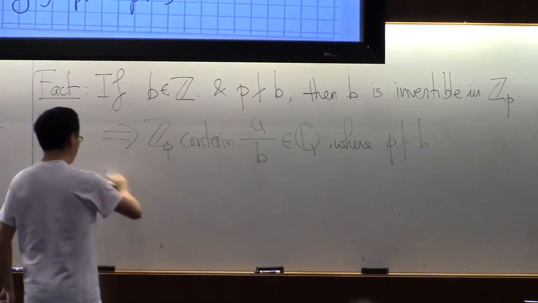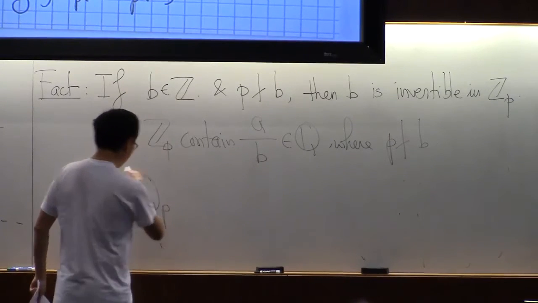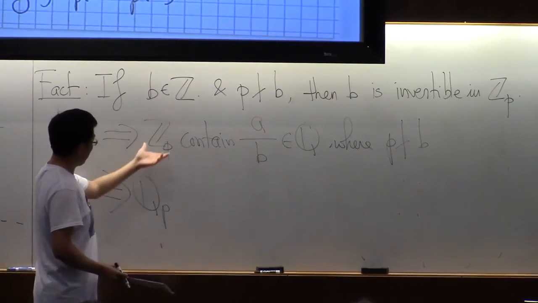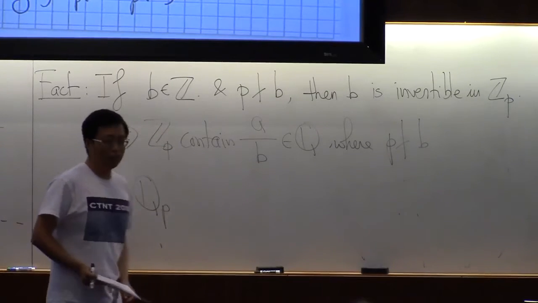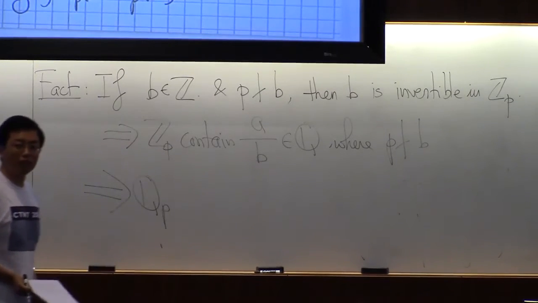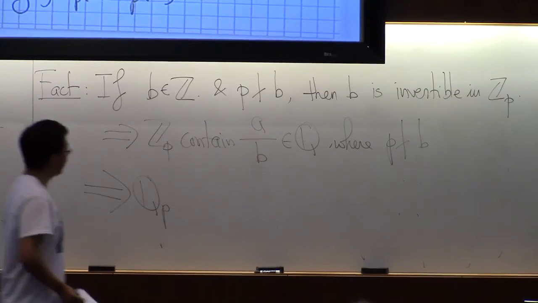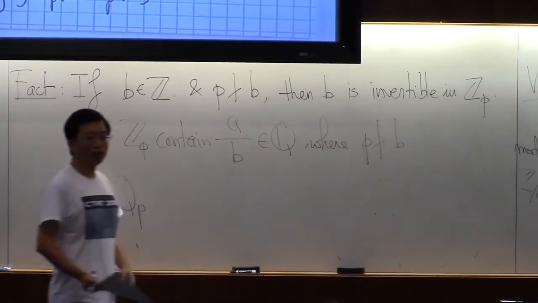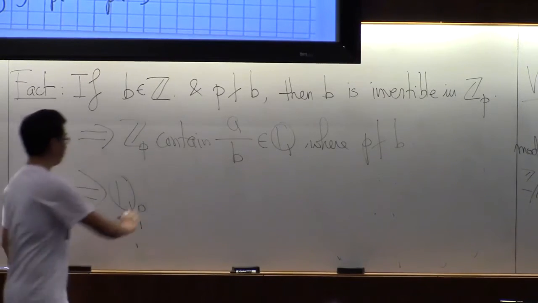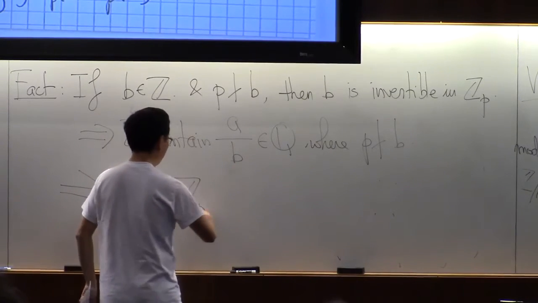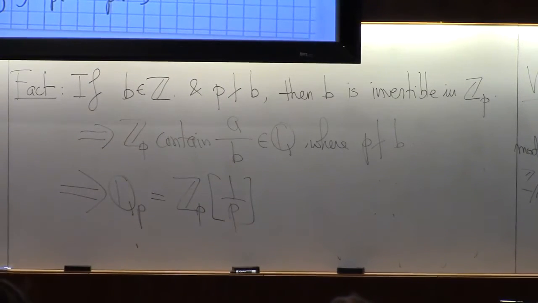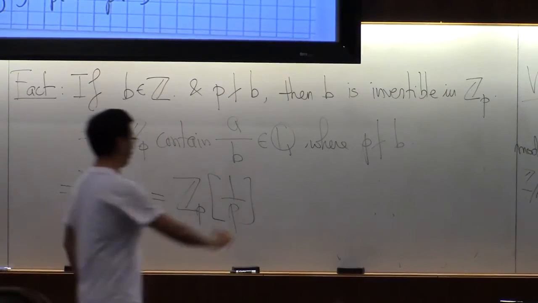So if you want to periodically complete Q, you first of all periodically complete Z. But then you realize that after you periodically complete Z, you already include these prime-to-p integers in the denominator. So you just need to take care of the denominator of p. So basically, invert p in it. And it's also the same in the fraction field.